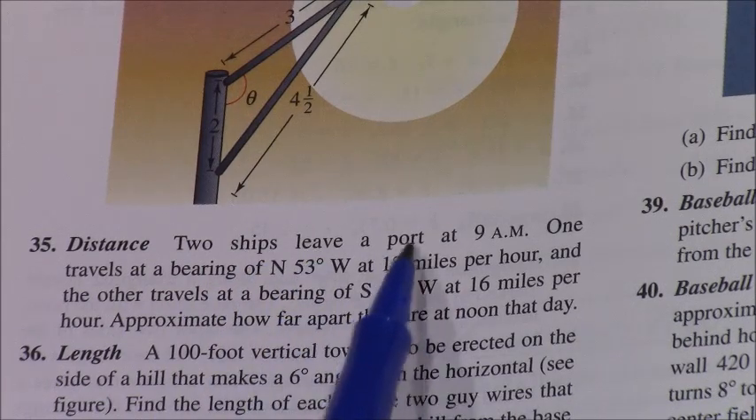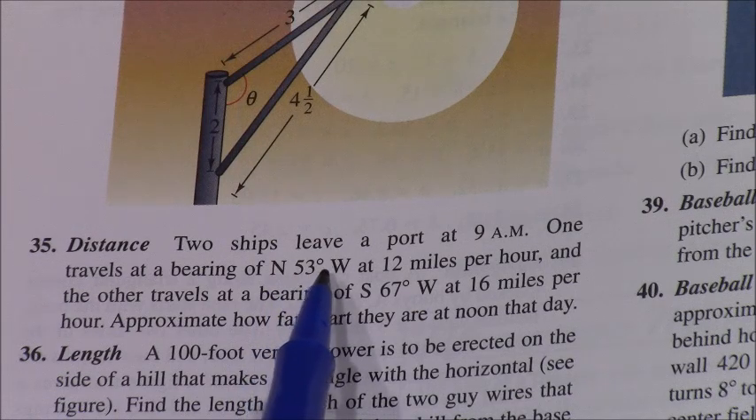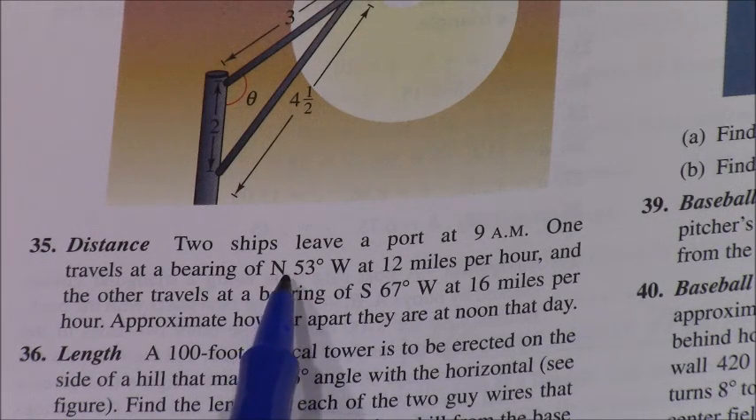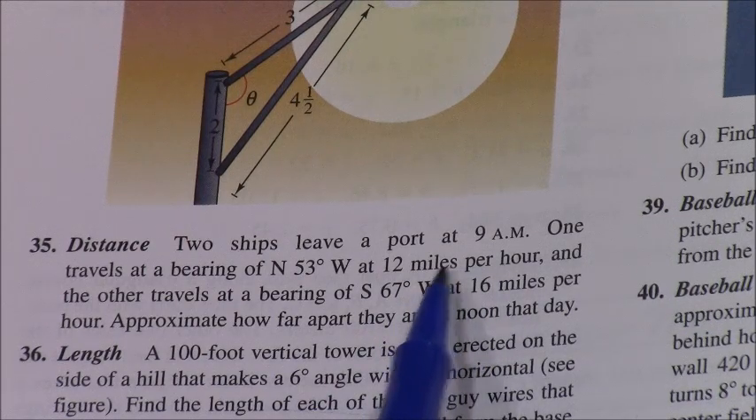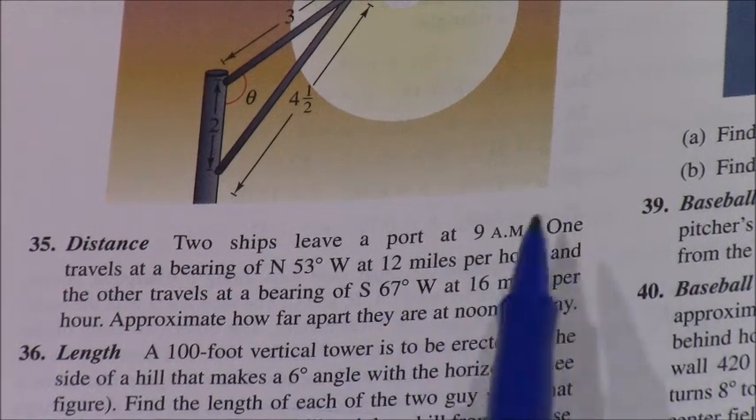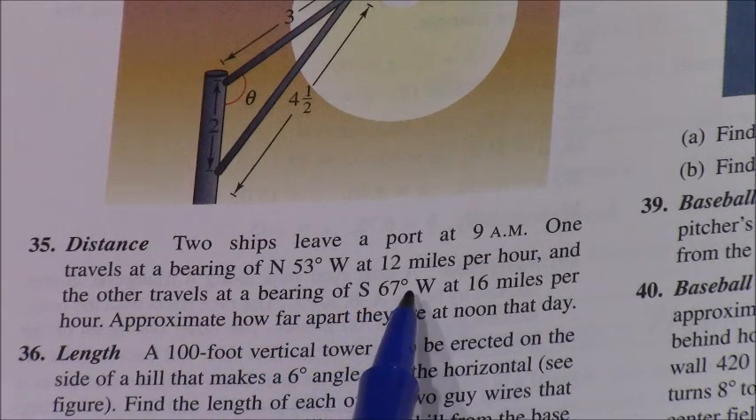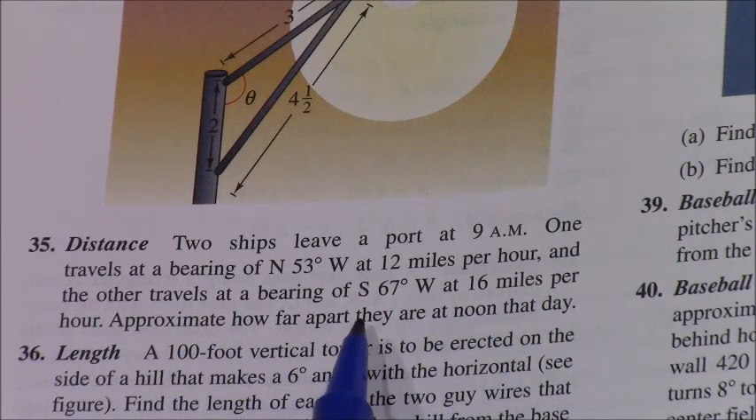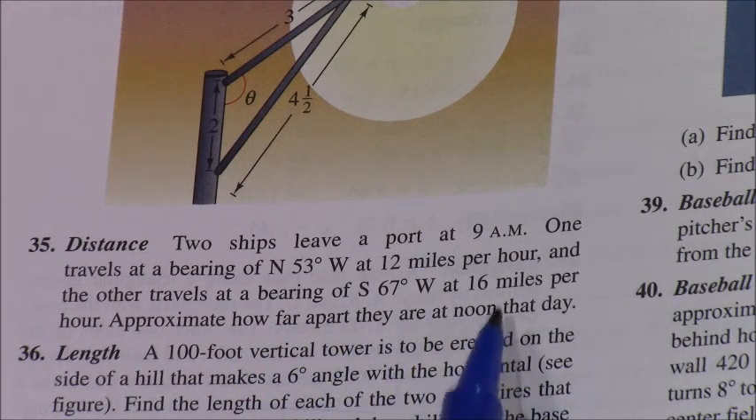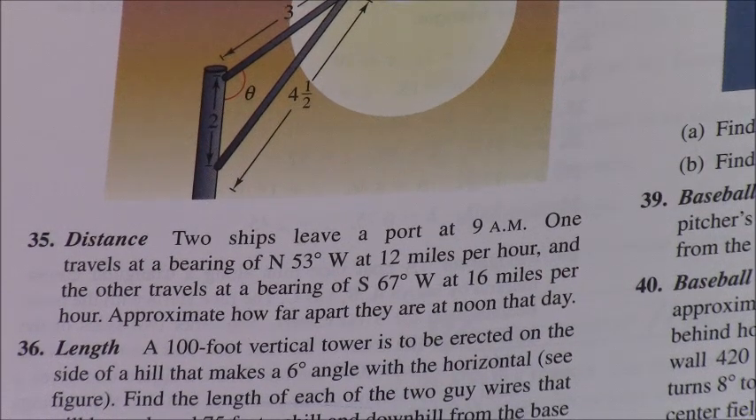Two ships leave a port at 9 a.m. One travels at a bearing of north 53 degrees west. Remember, that means you point north and rotate towards the west. So we must be on the west coast. At 12 miles per hour. I don't know why they didn't say 12 knots per hour, but oh well. The other travels at a bearing of south 67 degrees west at 16 miles per hour. Approximate how far apart they are at noon that day. So they left at 9 a.m., they must have traveled for 3 hours. Okay, you guys go ahead and try that.